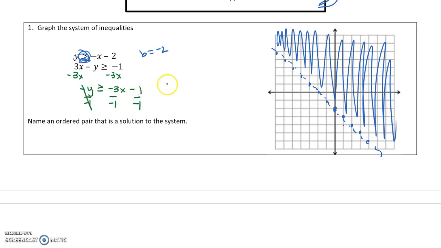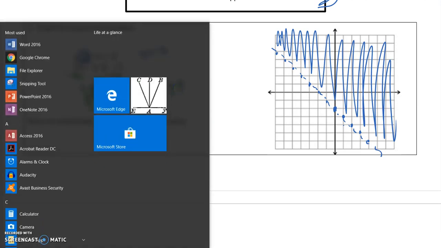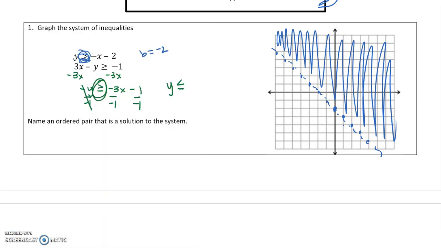When I have an inequality, and I divide by a negative, I have to remember to flip. So this flips in the opposite direction. Now I just do some simple algebra. Negative 3 divided by negative 1 is 3. So it's 3x. And then negative 1 divided by negative 1 is positive 1, so we say plus 1.